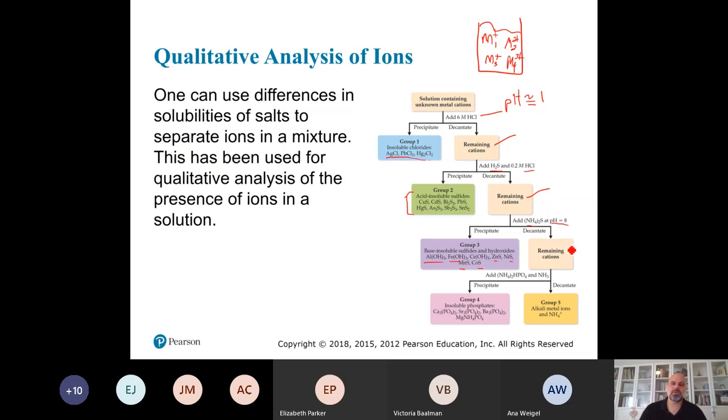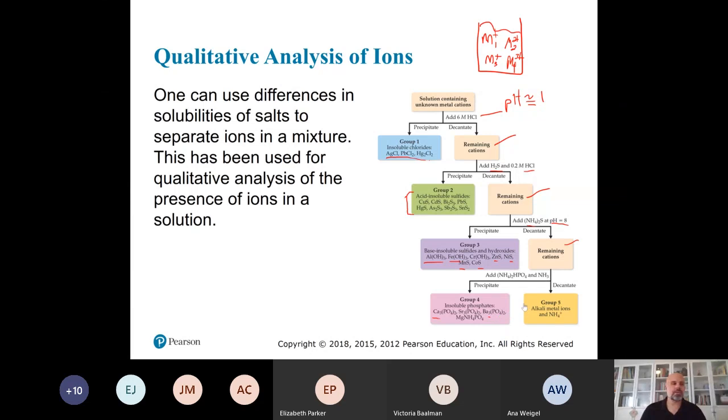Then, after you filter the precipitate, you have remaining cations. And you can see here, if we then add ammonium phosphate, hydrogen phosphate, and ammonia to the solution, various phosphates will crash out of solution, right? So several different phosphates of calcium, strontium, barium, and magnesium all come crashing out of solution.